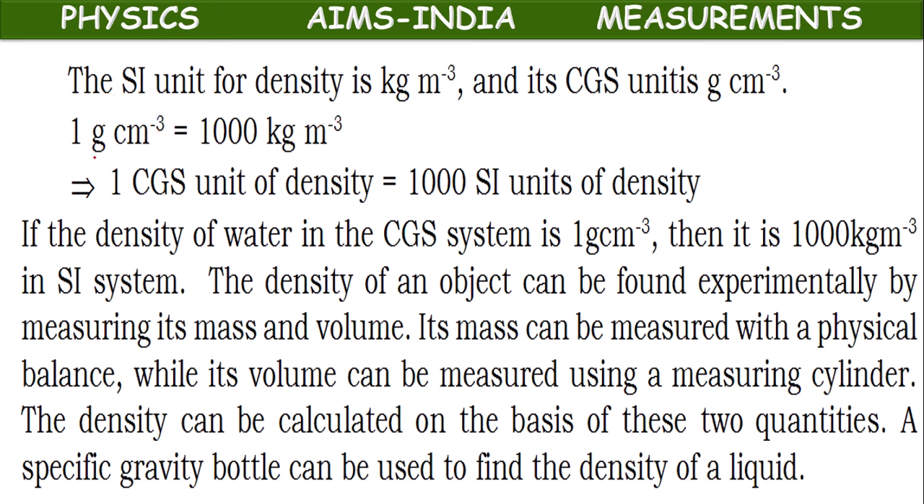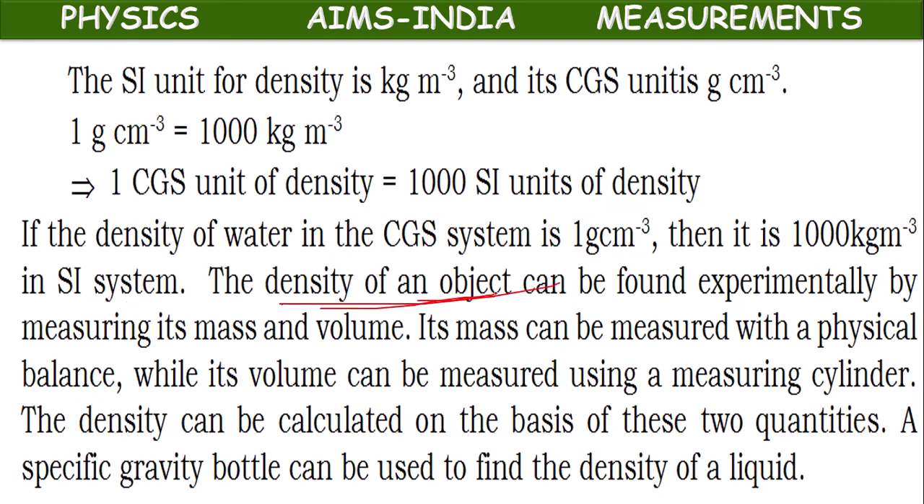That means this is the CGS unit and this is the SI unit. 1 CGS unit of density equals 1000 SI units of density. That is the relation. In the CGS system the unit is 1 gram per centimeter cube, and it is equal to 1000 kg per meter cube in the SI system. But both the values are the same.